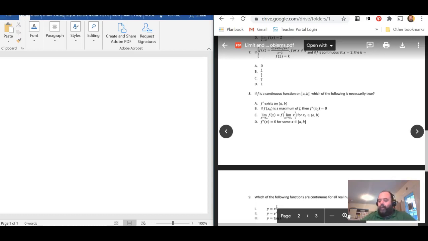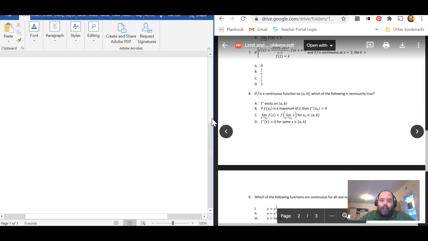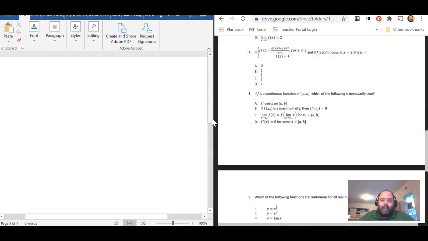Okay, so we're looking for a solution to problem number 8 for the problem set, and let's walk that one through a little bit here. I'm going to do some drawing over here and watching over here. So it says f is continuous on a closed interval AB. Which of the following is necessarily true?